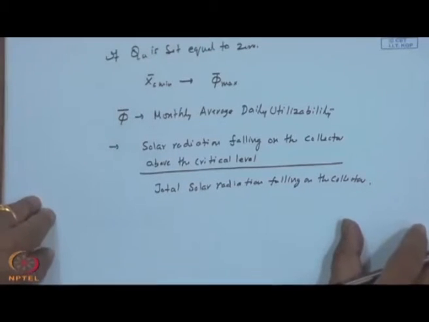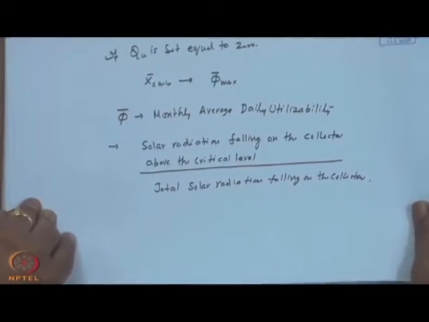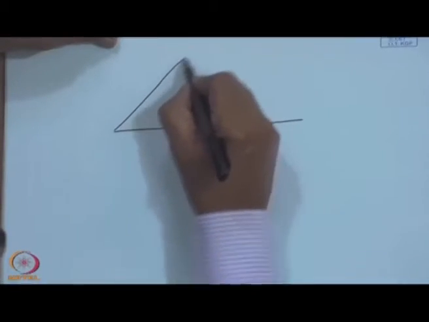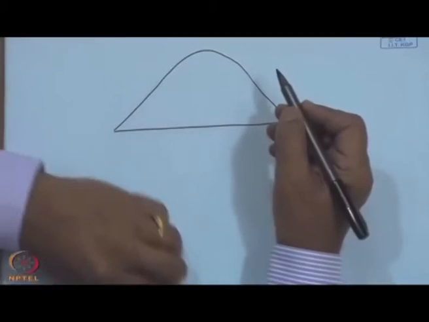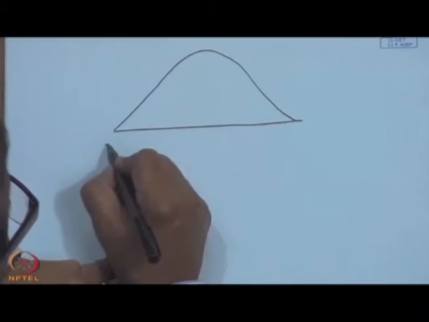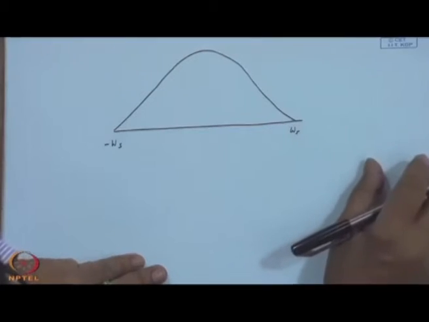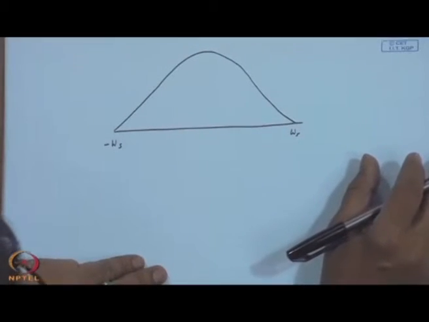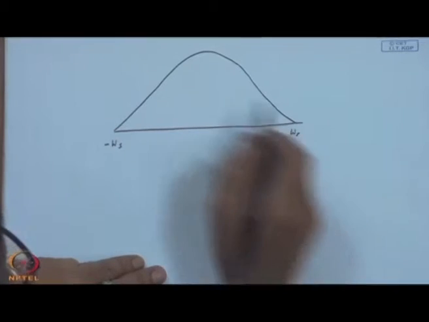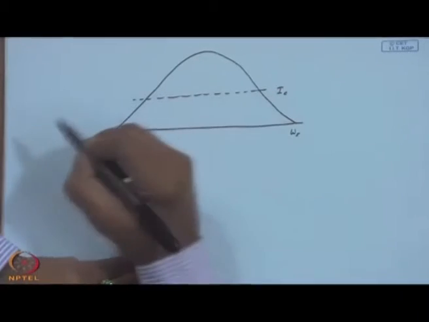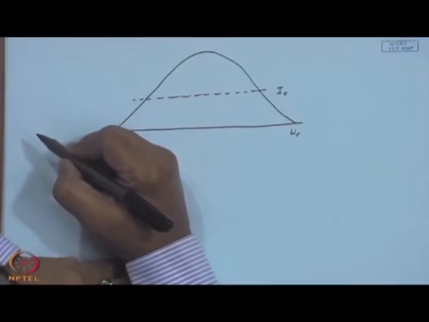Okay. The general definition is how much of the solar radiation is above the critical level compared to the total solar radiation falling on the collector. Pictorially, this is some sort of curve; it does not have to be smooth, it can be cloudy, etcetera. This is minus omega s to plus omega s. This is the solar radiation distribution. It does not have to be symmetric if the collector is not facing south, and this is my IC. That is the critical level which we are talking about.